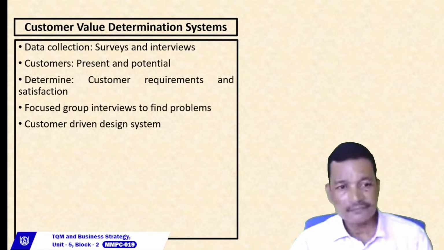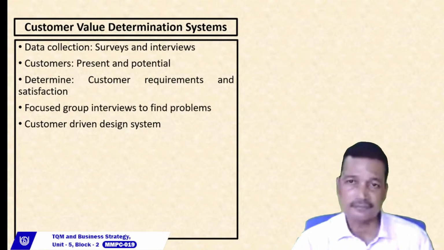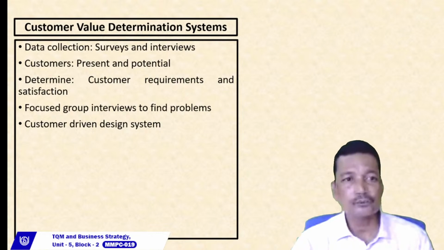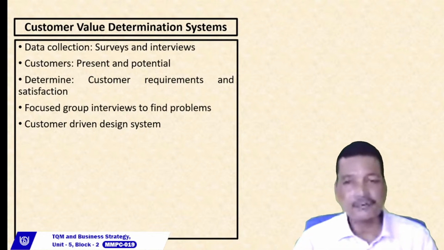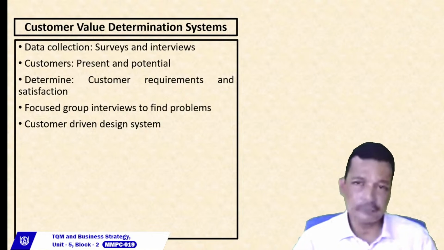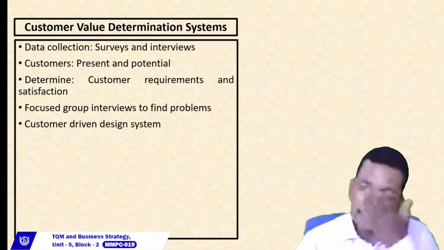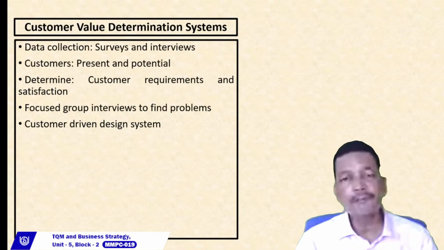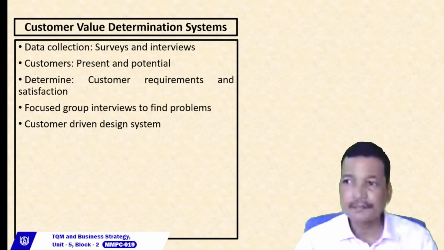Now, there is also a focused group interview to find the problems. That means in order to find out the problems in value of our products, how can we do that? We go for focused group interviews. What is that focused group interview? Now let us think of an example. Suppose let us think of a product that is, we can say, a computer tab.